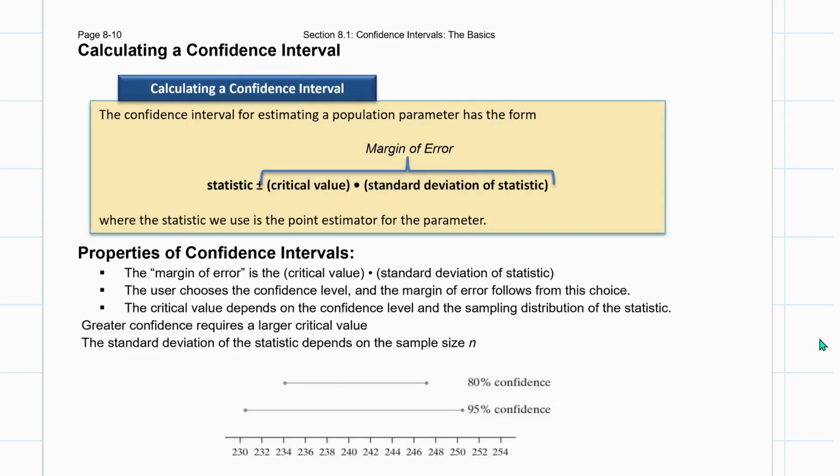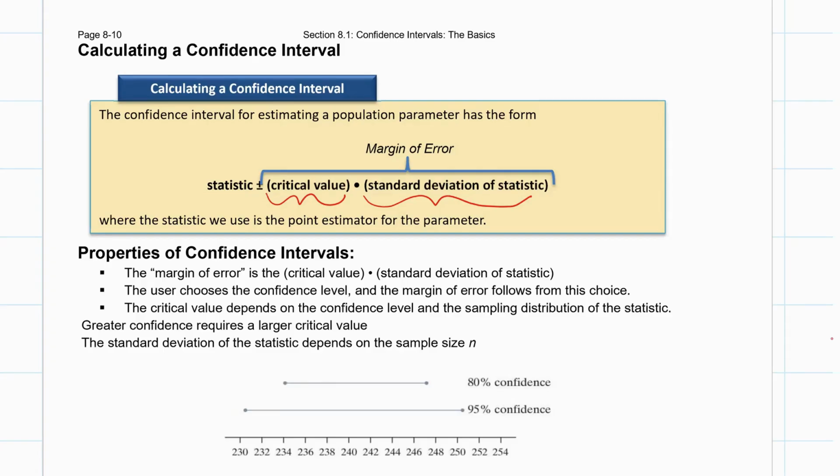In the previous lecture, we talked about the fact that a confidence interval is created using a statistic, sometimes called a point estimator, and adding and subtracting a margin of error. And that margin of error is created by having a critical value, which is related to the confidence level, and the standard deviation of the statistic, sometimes called the standard deviation of the sampling distribution.